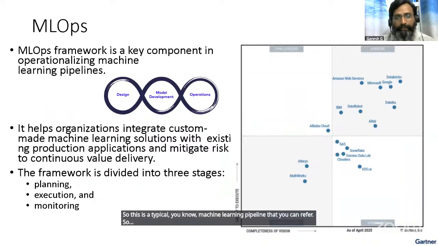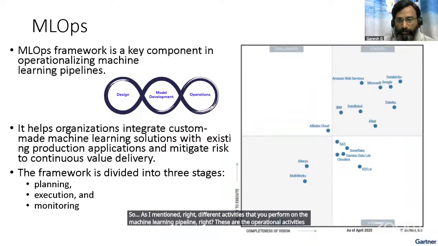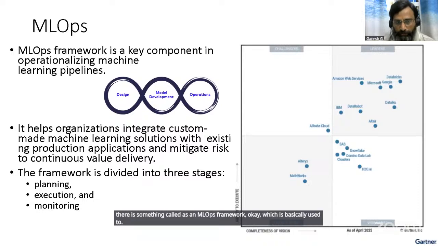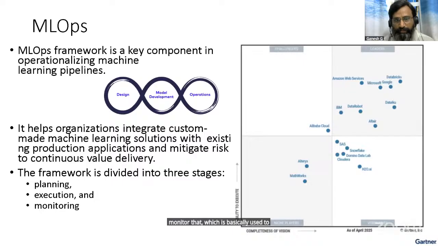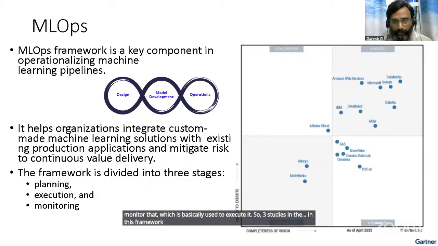So as I mentioned, these are the different activities that you perform on the machine learning pipeline, the operational activities. So there is something called an MLOps framework, which is basically used to monitor and execute it. The three stages in this framework are planning, execution, and monitoring.